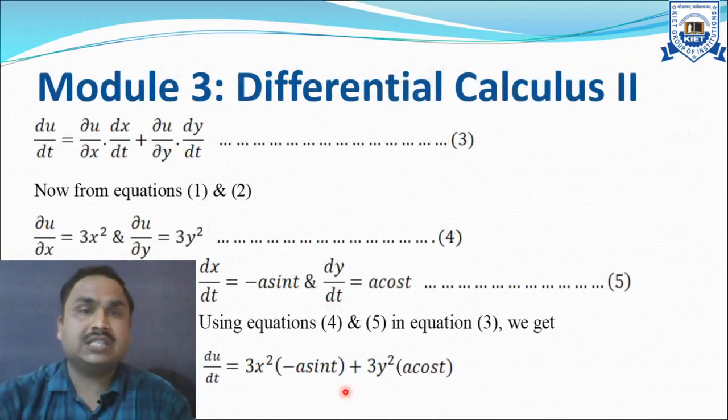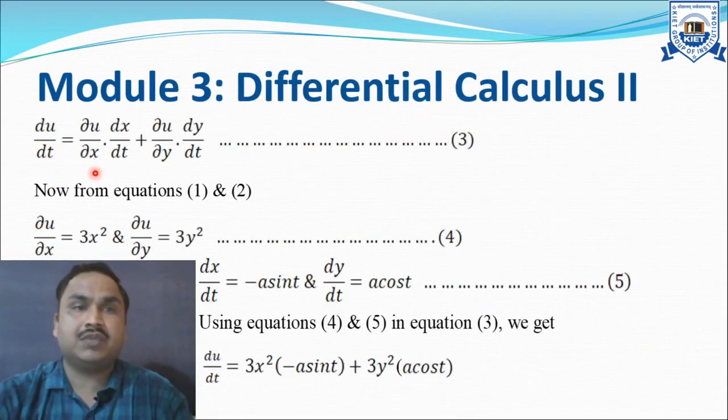So in this case we shall have du/dt equals ∂u/∂x into dx/dt plus ∂u/∂y into dy/dt. So in order to get the value of du/dt, we require partial derivatives of u with respect to x and y and derivatives of x and y with respect to t.